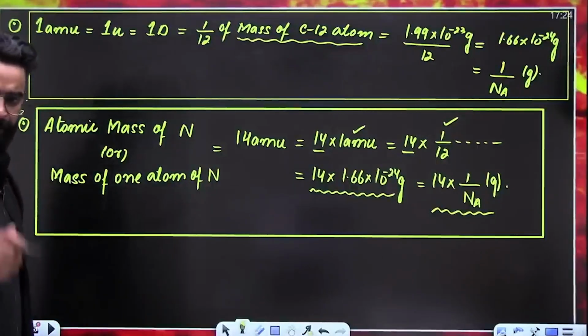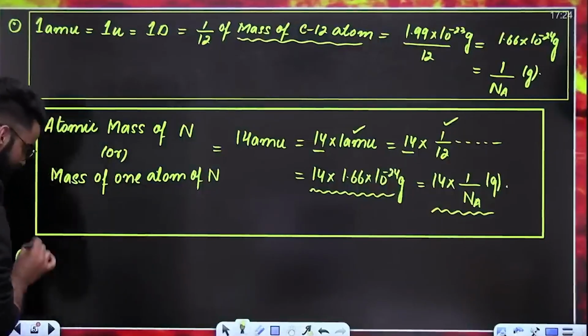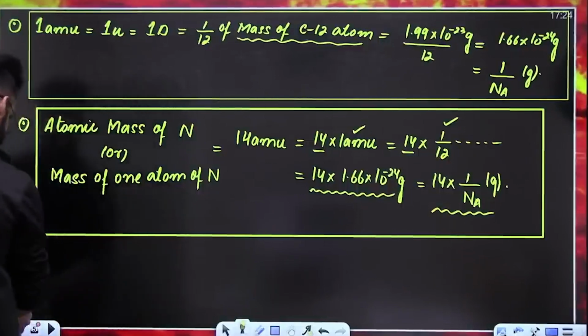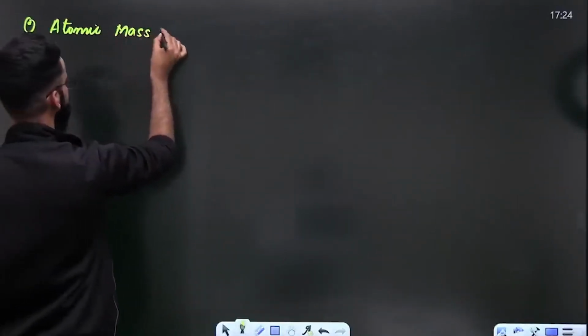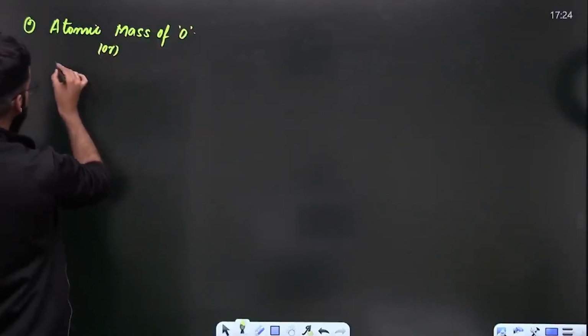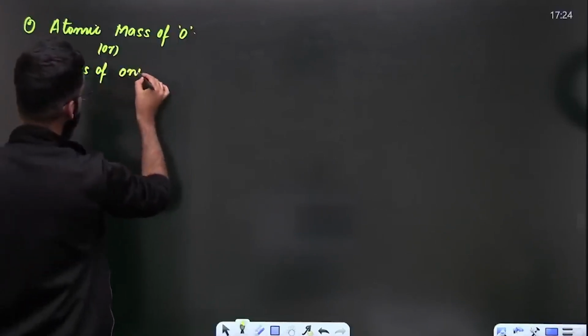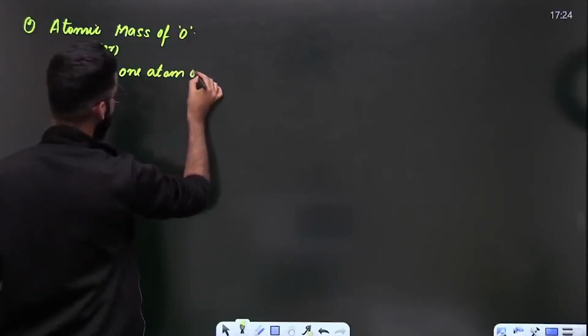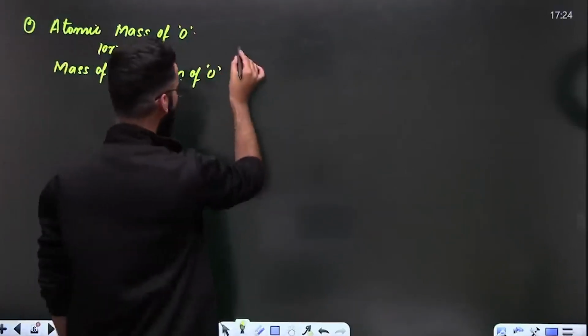Let me write one more statement in the similar format so that it becomes properly clear to you. Let me use a different slide. I'm writing a term over here: atomic mass of oxygen. What does it mean? Does it mean that I'm talking about the mass of one atom of oxygen? Yes, I'm talking about the mass of one atom of oxygen. Now you tell me how much it is.